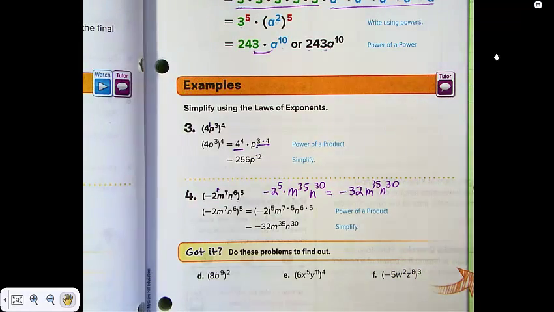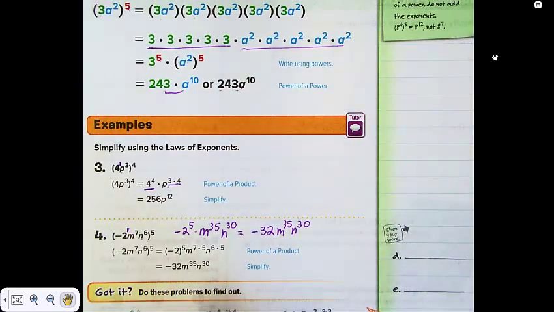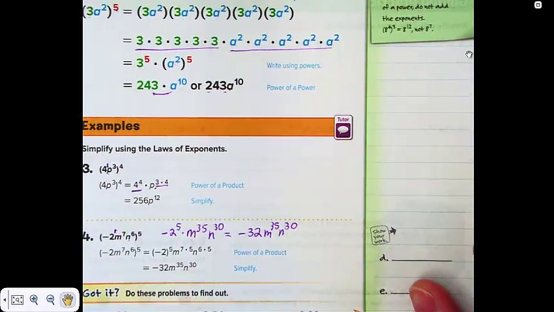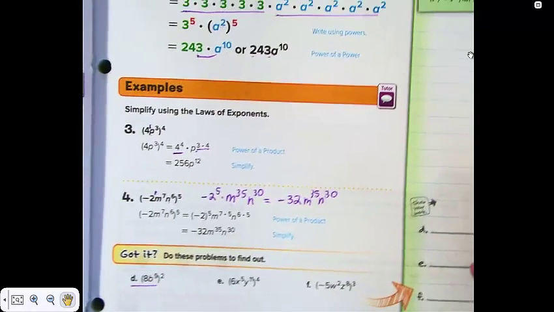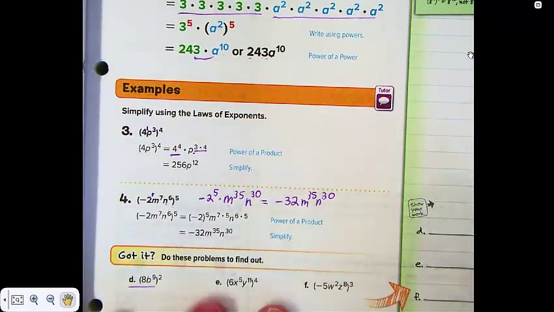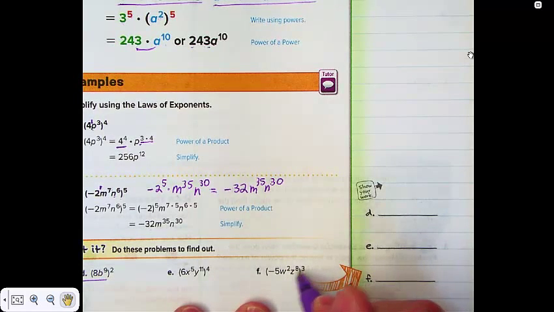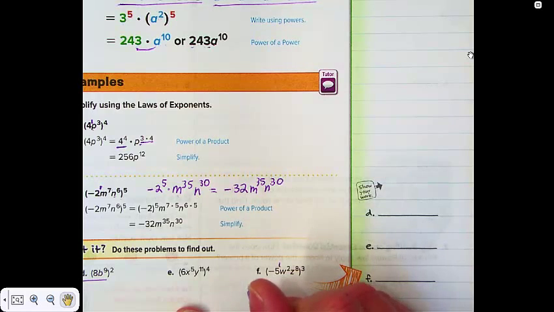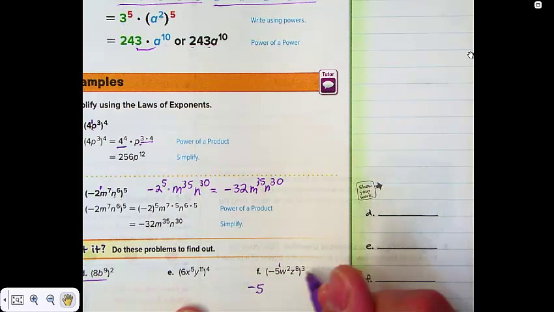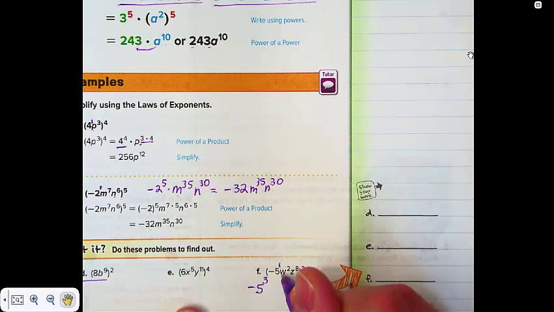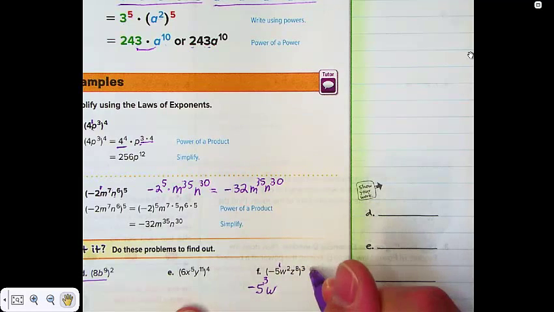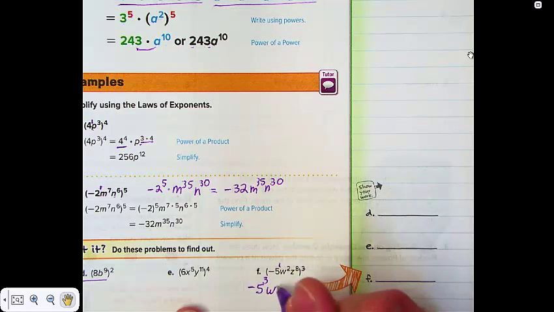Okay? Now, I want you in your notes to do D by yourself and put it out to the side. And then we're going to work out actually F right here. So once again, my negative 5, I'm going to put a little 1 there so I can multiply. So I know I'm going to have negative 5. 1 times 3 is 3. W squared, so 2 times 3 is 6. Z to the 8, 8 times 3 is 24.